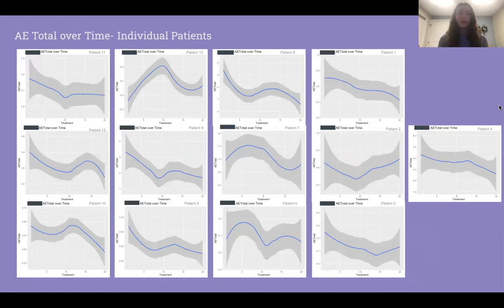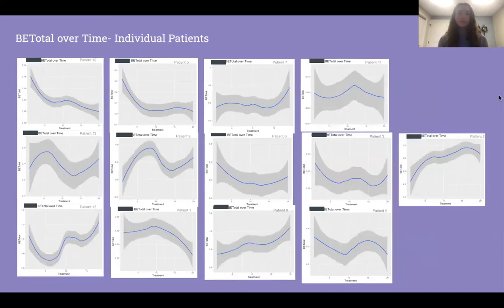Here are the collective graphs of AE total over time for each individual patient. Here's the same for the BE total over time for each individual patient. As you can see, it is more scattered in the BE individual.